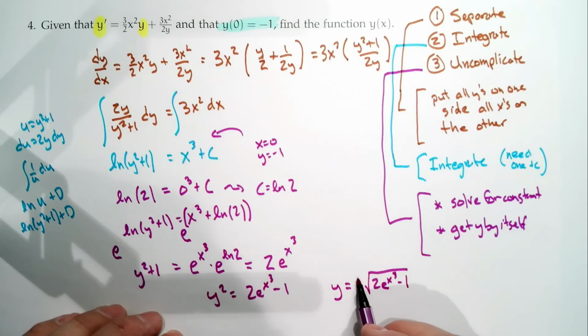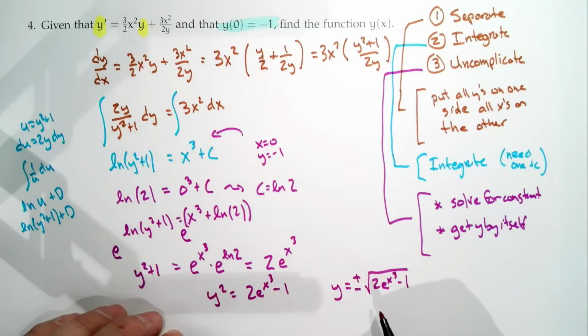But wait a second, when you take a square root, it's plus or minus. The question becomes, do we know whether it's the plus or whether it's the minus? We can't have two solutions. There has to be only one. There can only be one. Can we figure out which one it should be?